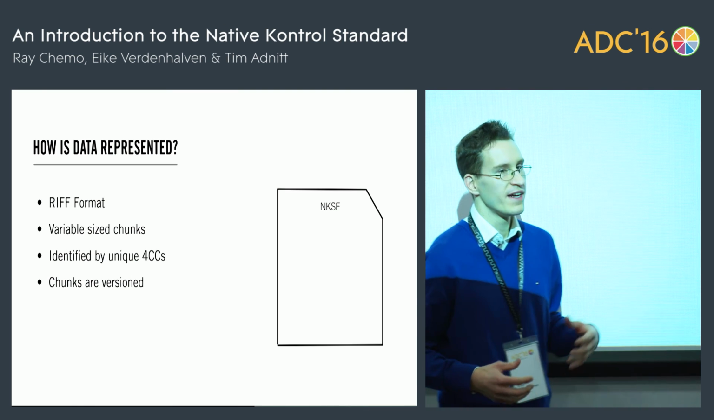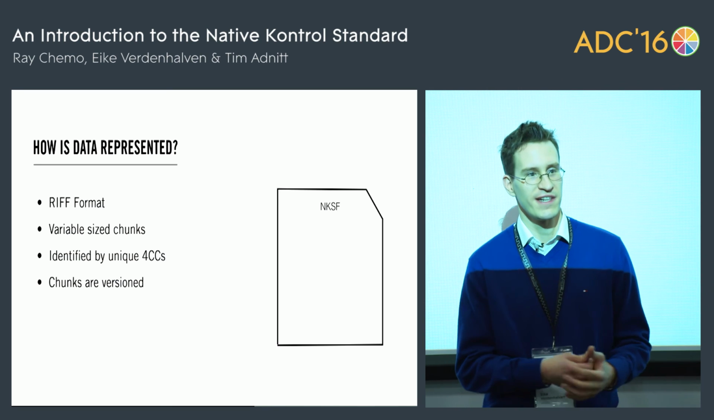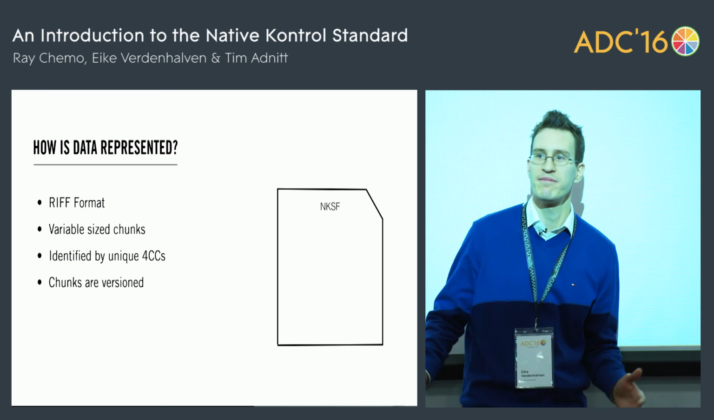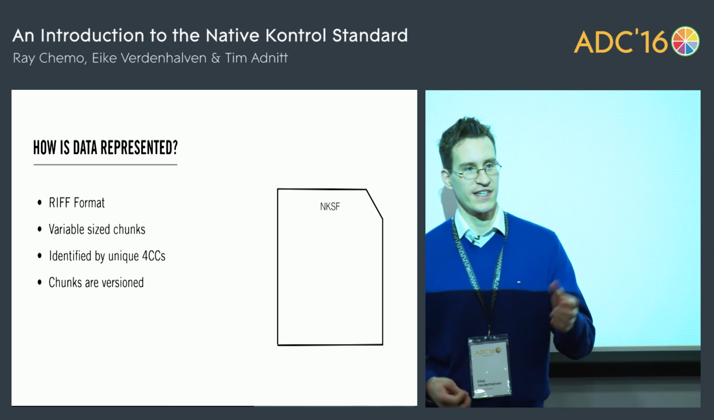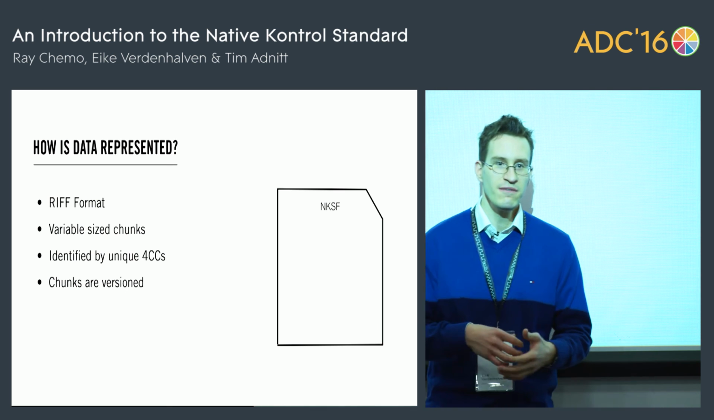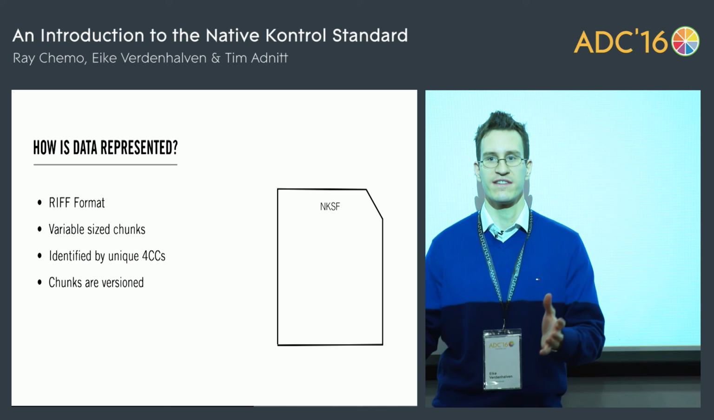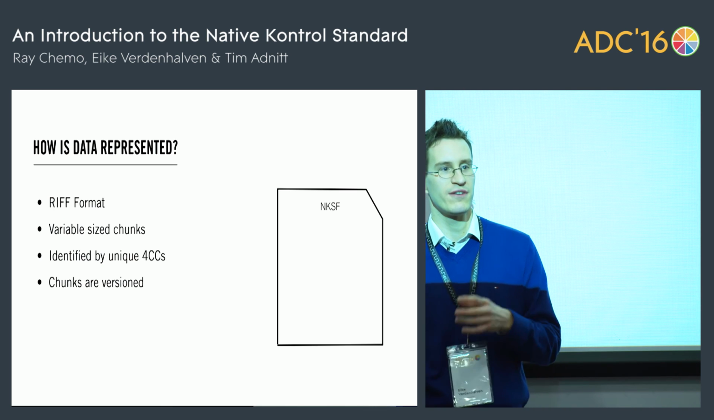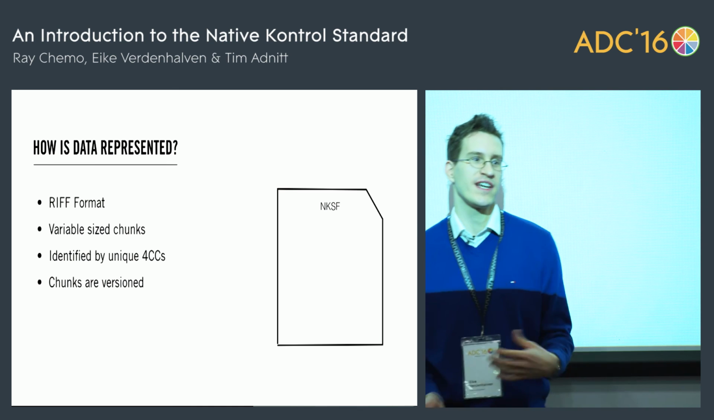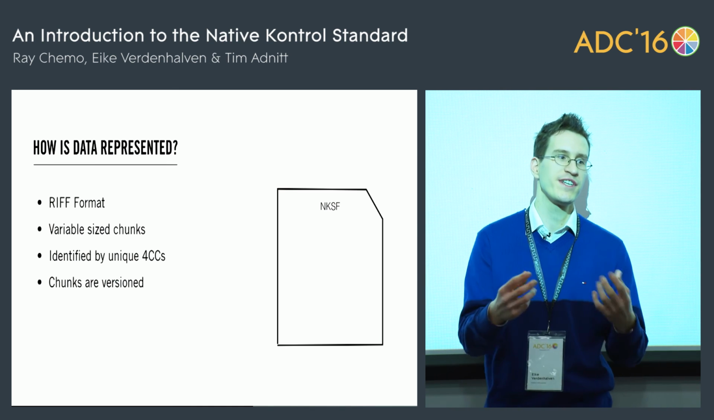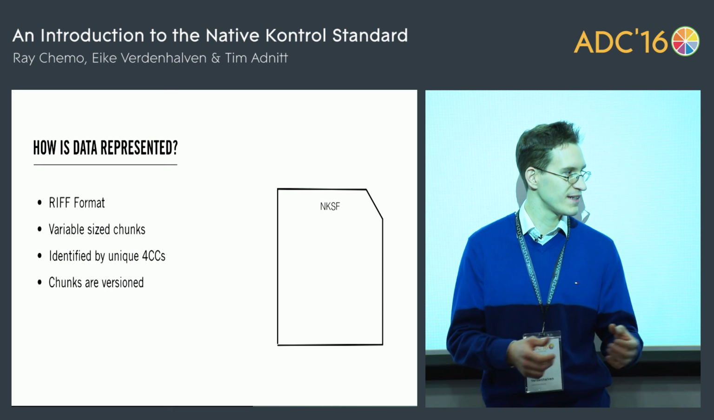So NKSF file uses the RIFF file format. That gives us the outer frame of that file, containing an identifier, what kind of file we have, and the size. And then we have variable size chunks inside that file that allow us to store arbitrary binary data in a sorted and orderly manner. But on the other side, we are able to stream these very efficiently out of that file.